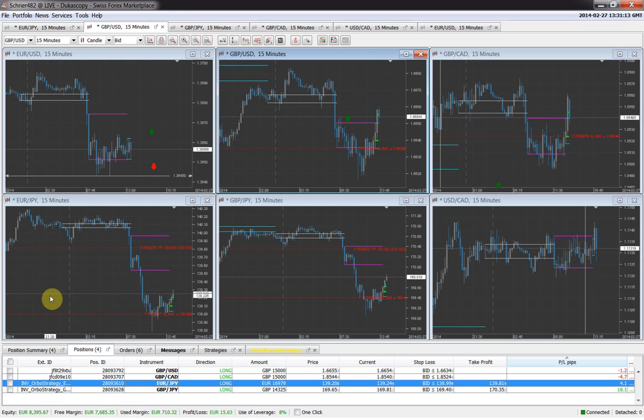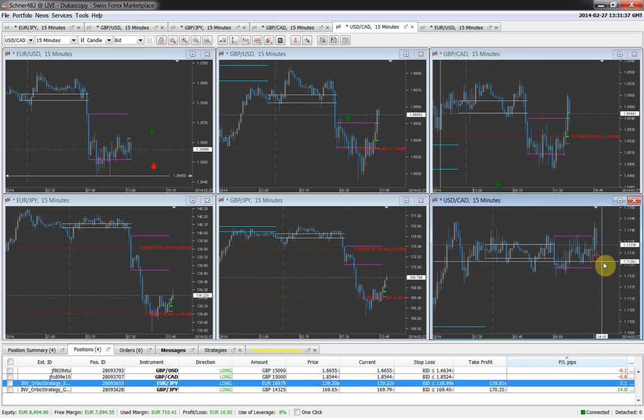Okay, news are out. Let's see. That is how it is. Nothing else to do. Pound yen is the one who is making the most, 15 pips. I closed dollar CAD because the news was smelling bad.